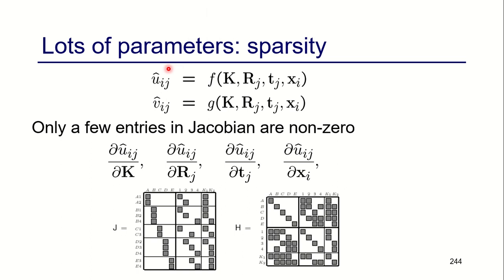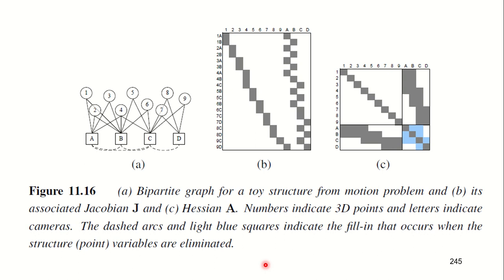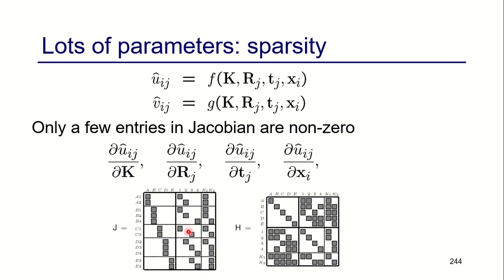When you have a large number of parameters, what do we have to go for? Sparsity. This is the case: your list of u_ij cap and v_ij cap, and here are the Jacobian entries which are non-zero. This is your Jacobian matrix representation, and this is the Hessian. This gives the pictorial representations of the Jacobian and Hessian. Here it gives the bipartite graph for a toy structure from motion problem, and this is the Jacobian J and the Hessian mentioned here.